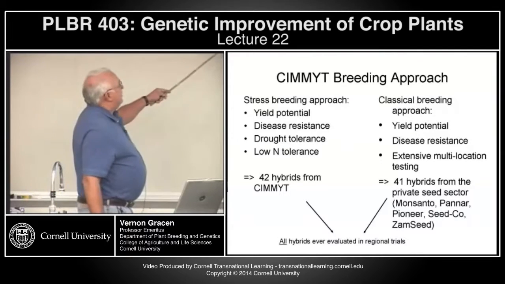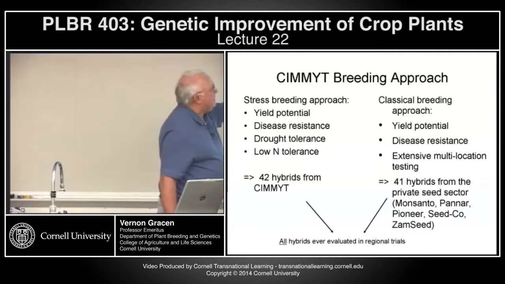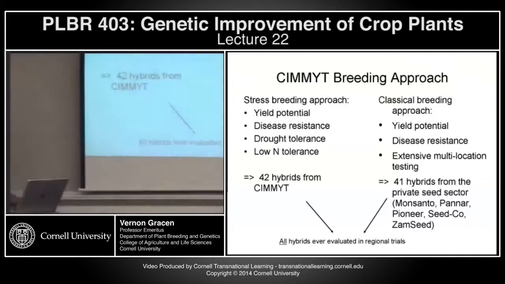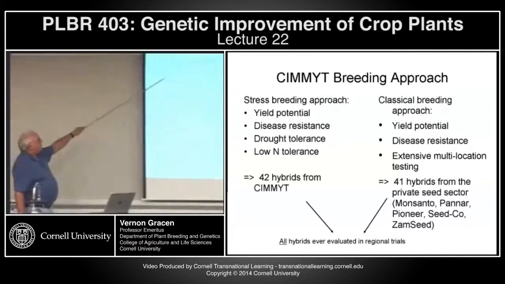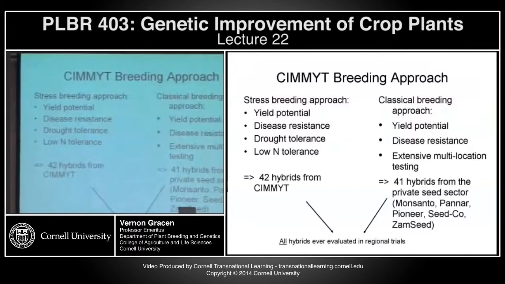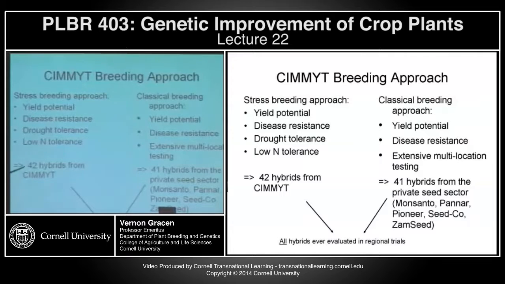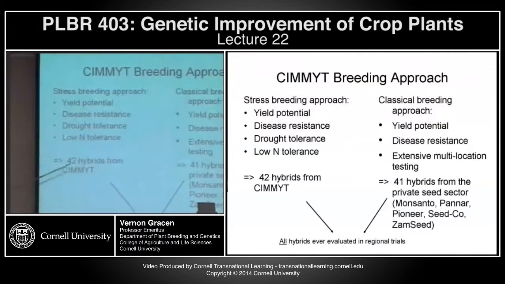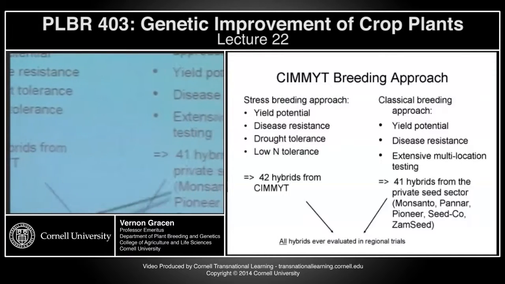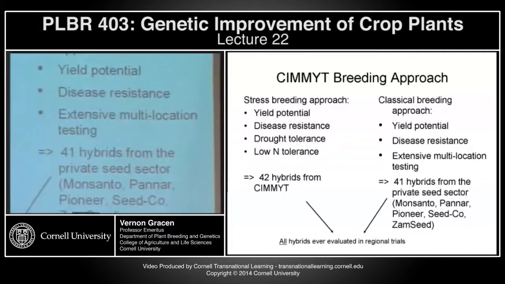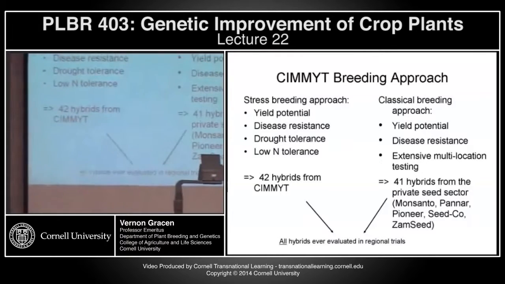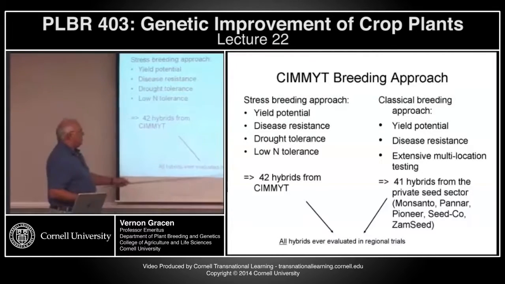And so basically, compared to classical breeding where you look at yield potential, disease resistance, and then run your multi-location testing, she looks at yield, disease, drought tolerance, and low nitrogen tolerance. And out of this, ran a comparison of 42 hybrids developed by the CIMMYT program versus 41 hybrids from the private sector who are selecting almost entirely for yield under optimum conditions.